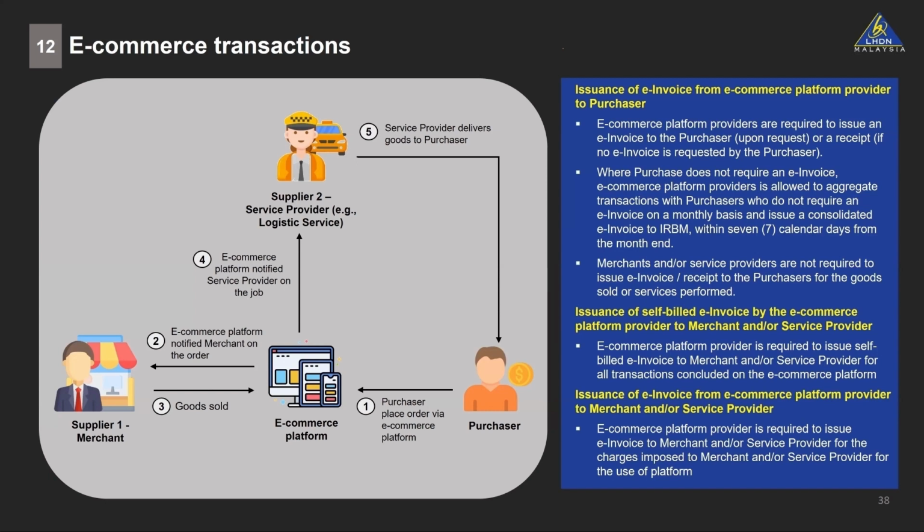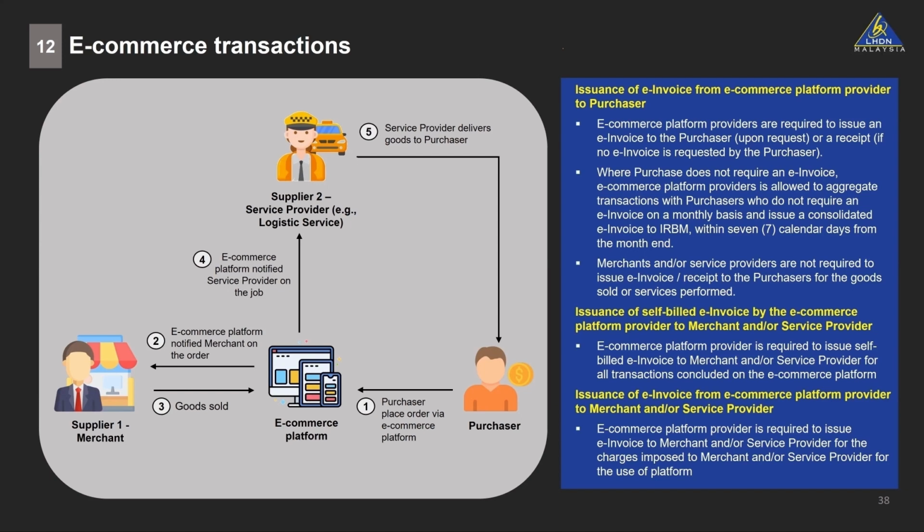Okay, ada purchaser, seller, merchant, service provider and the e-commerce platform sendiri. So untuk invoice ni, setiap mereka ada peranan masing-masing untuk pelaksanaan e-invoicing ini. First, issuance of e-invoice from e-commerce platform provider to purchaser, di mana e-commerce platform provider are kindly requested to issue an e-invoice to the purchaser upon request or receipt if the purchaser does not require an invoice.